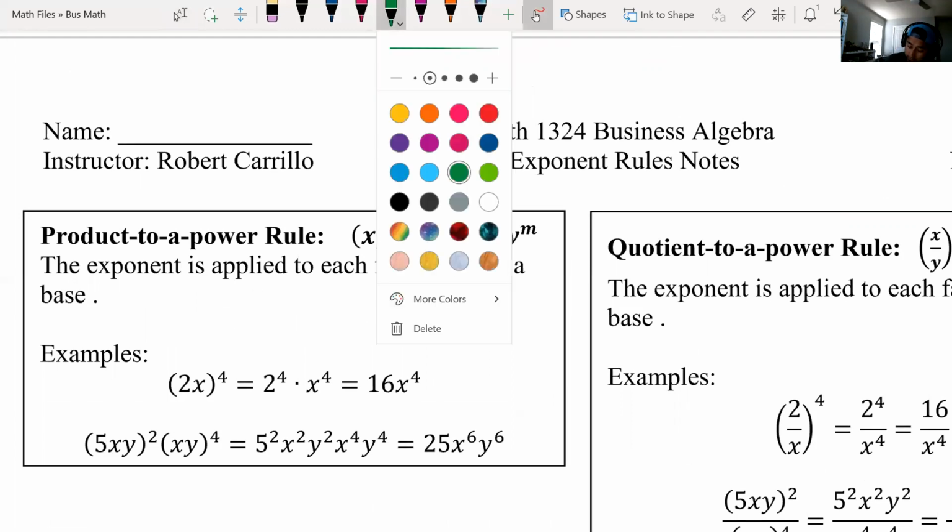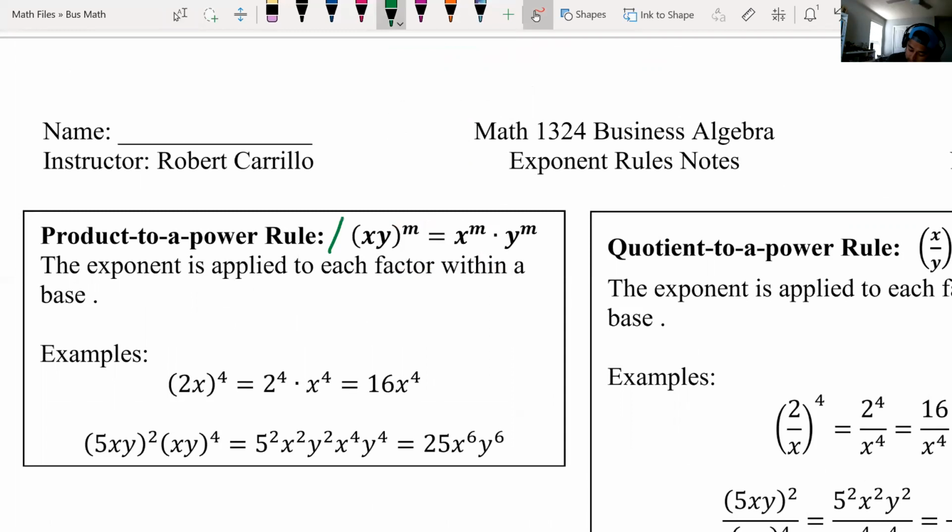So we have x times y to the m, which we can rewrite as x to the m times y to the m. So examples of that, 2x to the fourth can be rewritten as 2 to the fourth times x to the fourth. And if you simplified it, you'd get 16x to the fourth. So you can take those terms and raise them separately to that power.